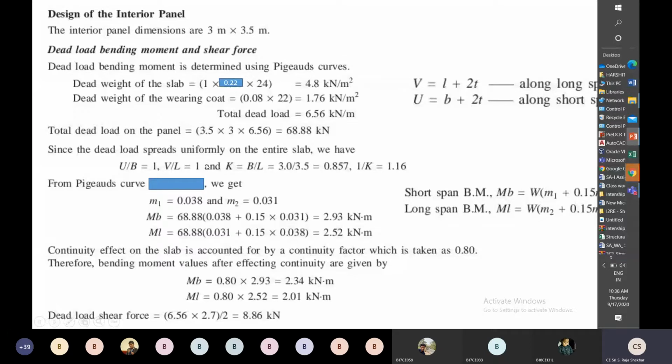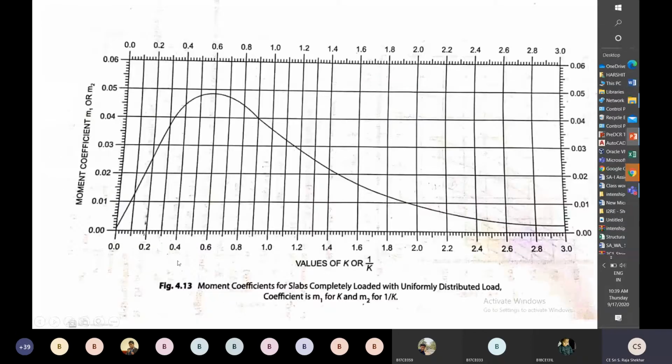So here the only variation is the k value, where K is equal to B by L. For the calculation of M1, we use the k value. For the calculation of M2, we have to use 1 by k. So first, in this curve it is clearly specified: moment coefficients for slabs completely loaded with uniformly distributed load.